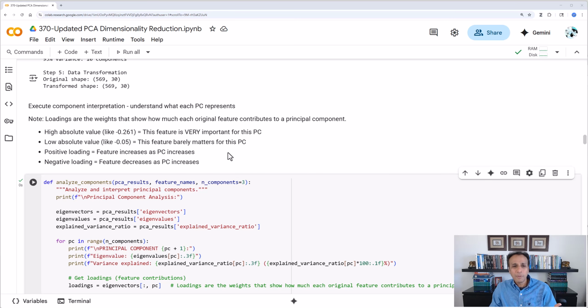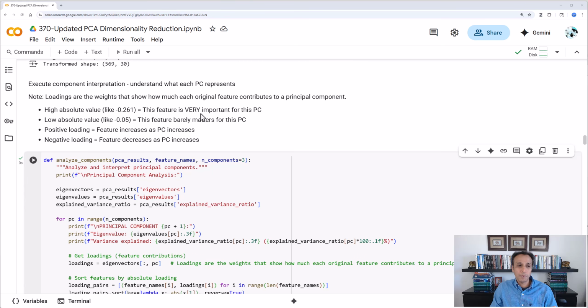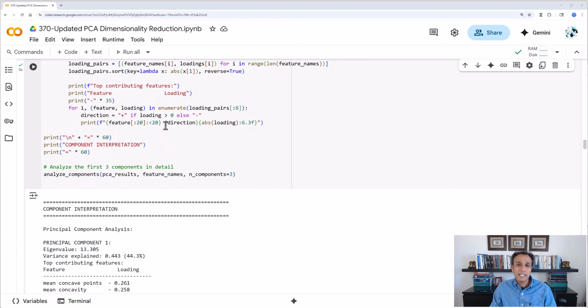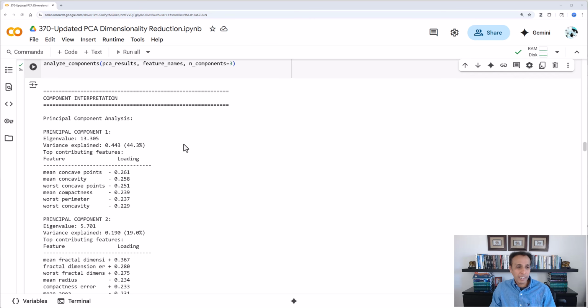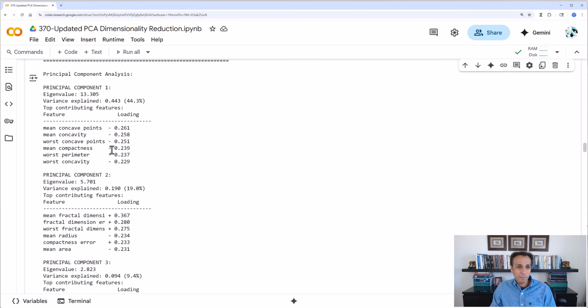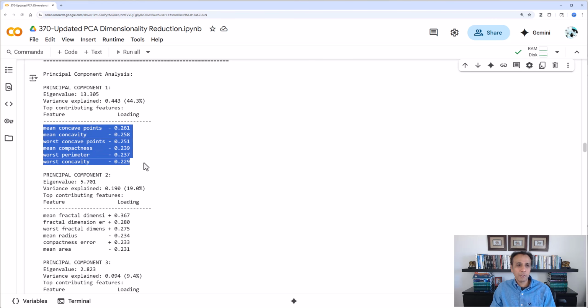Otherwise, we're just decomposing this to understand better how our principal components are assembled. So the principal component number one, the first one that explains 13.3 eigenvalue, which is about 44.3% of information. Here is the combination. So mean concave points, 0.26. Mean concavity, 0.258. And I think it likes the concave measurements and compactness, perimeter, and concavity. This is all feature principal component one.